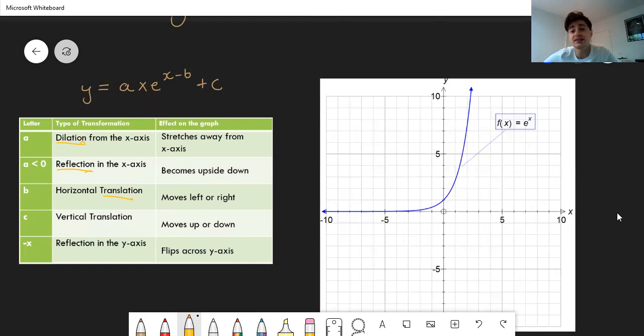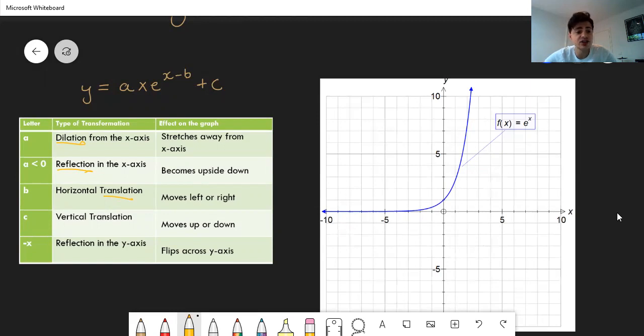A reflection occurs if a is a negative number. So if this a here became a negative number, the graph is going to flip upside down. So the whole graph would look exactly the same, but it will just be a mirror image across the x-axis. So it flips upside down here.